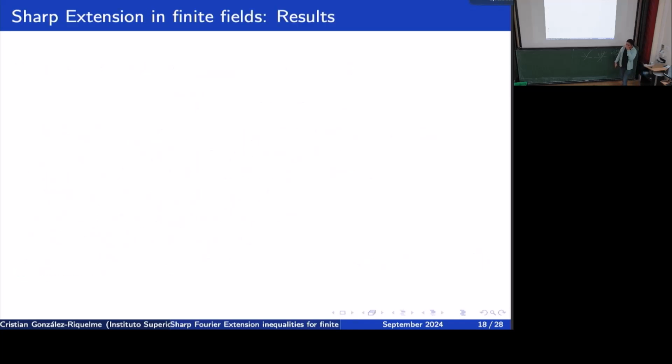So, since we already mentioned what restriction is in finite fields, and we also talked a lot about Hausdorff inequalities in the Euclidean case, we can now ask what we can say if we try to combine both. What can we say about Hausdorff Fourier extension inequalities over finite fields? It's a very natural question to ask. You asked me at some point in the past year. And we got the following.